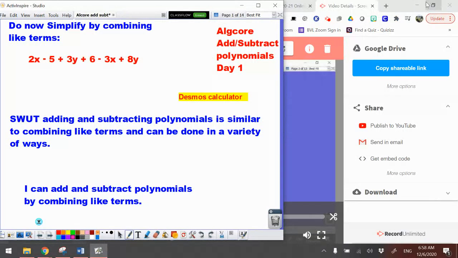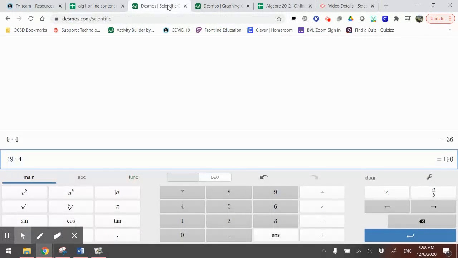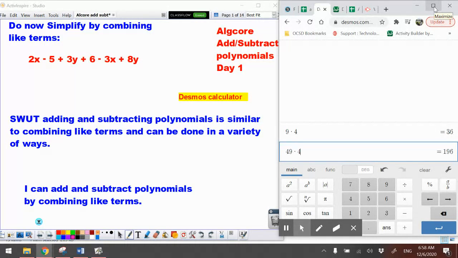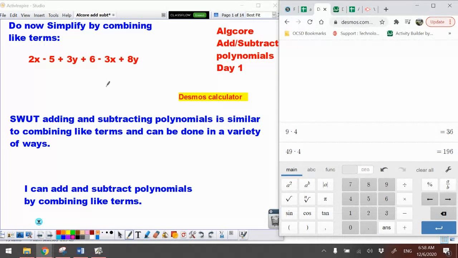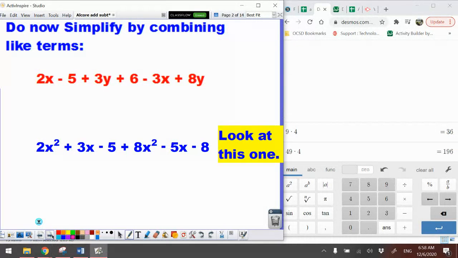So if you haven't already done that, you might want to open that up and get it on the side there so that you have it to kind of move back and forth as we are working today. Okay, so let's go ahead and take a look at just combining like terms. So think back to last semester where we would have to put things in order.